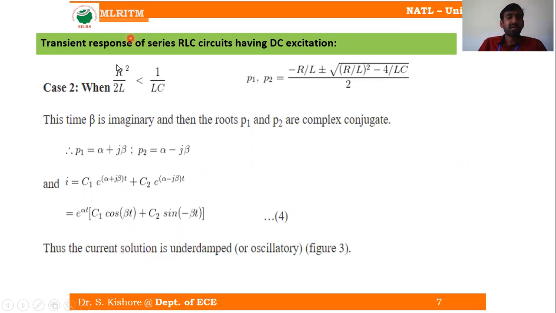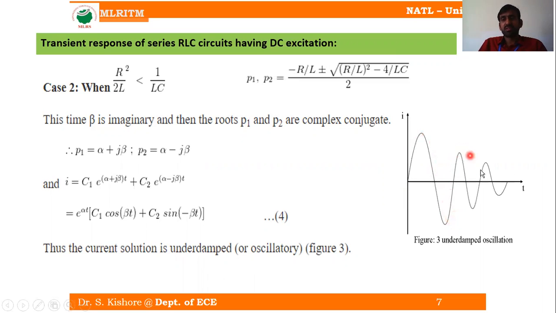So you can see here the current is going to be underdamped or oscillatory. That means we have an oscillatory function under underdamped conditions. When the current is reaching its final or steady state value, we can see the damping oscillations getting reduced for each and every time constant. So with respect to the time constant, it is an underdamped response.